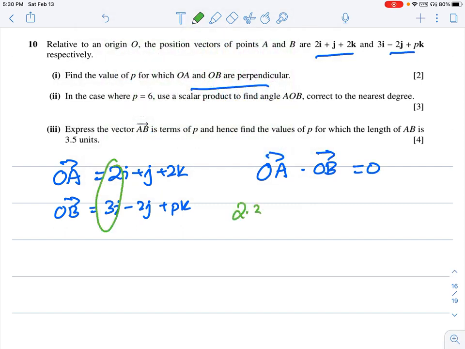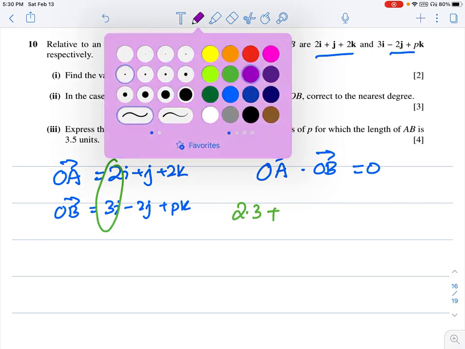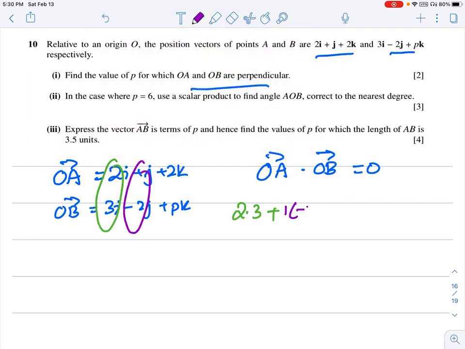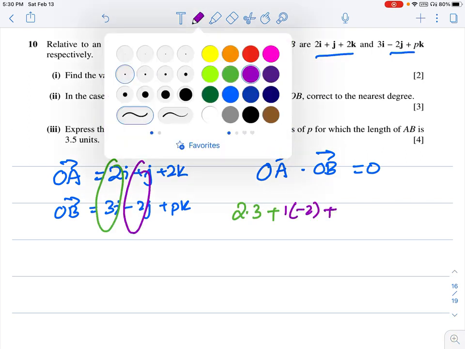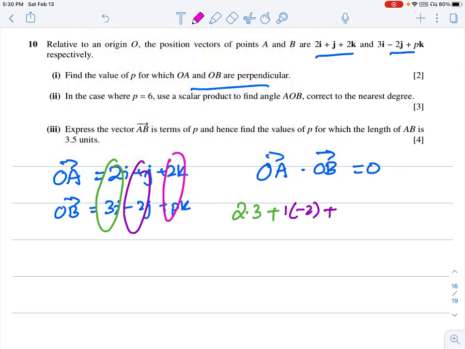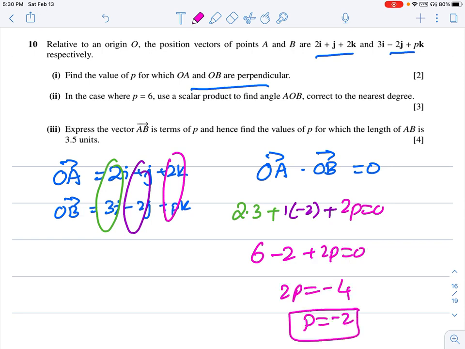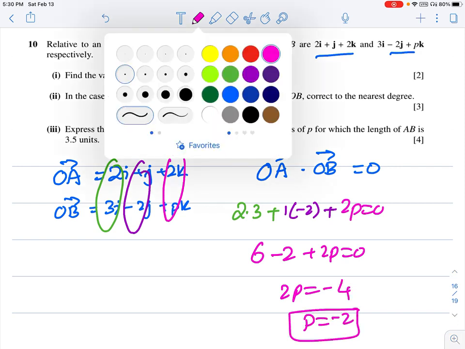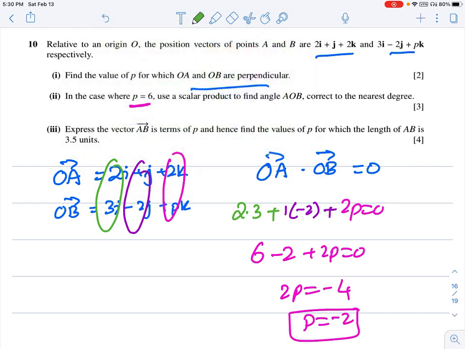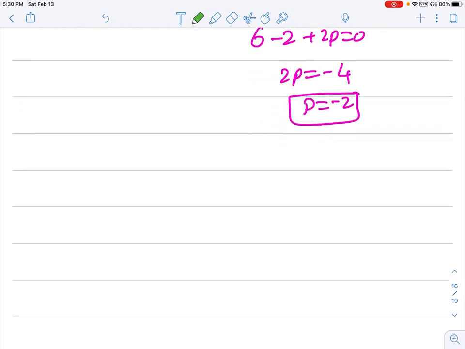So 2 times 3 plus 1 times minus 2 plus 2 times p should be equal to 0. So it becomes 6 minus 2 plus 2p is equal to 0. 2p is equal to minus 4. p is equal to minus 2. In case p is equal to 6, use a scalar product to find the angle AOB to the nearest degree. So p is equal to 6.